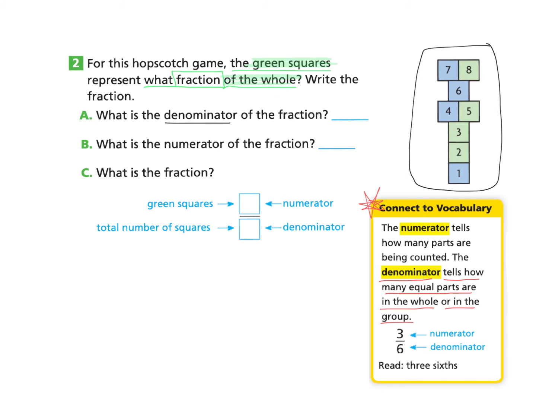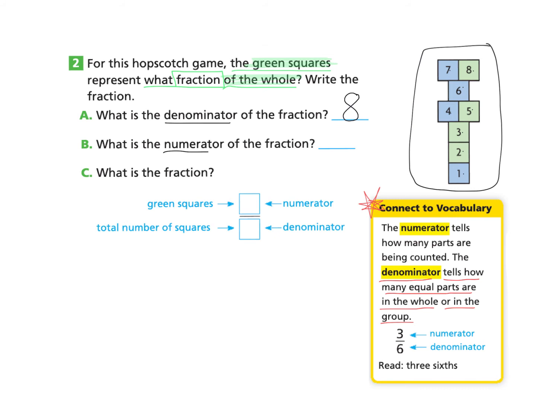So we should count that there are 1, 2, 3, 4, 5, 6, 7, 8. So there are 8 equal parts in this whole hopscotch. So our denominator of the fraction is going to be 8. Now let's take a look at part B.